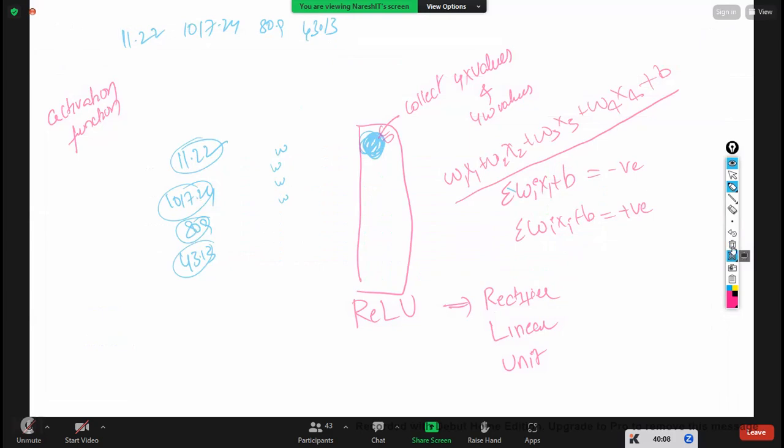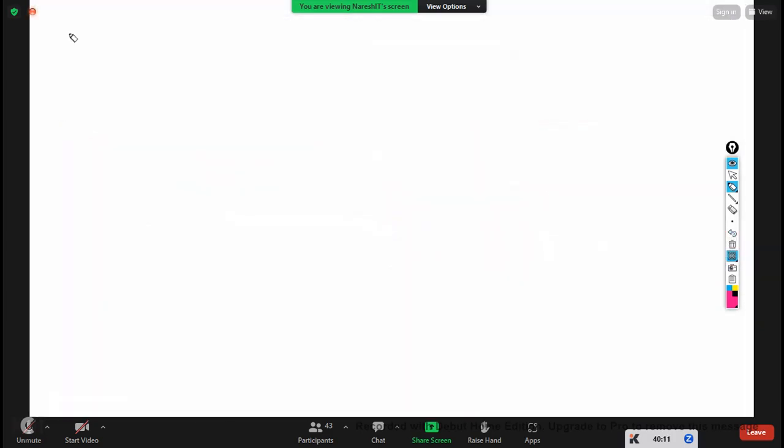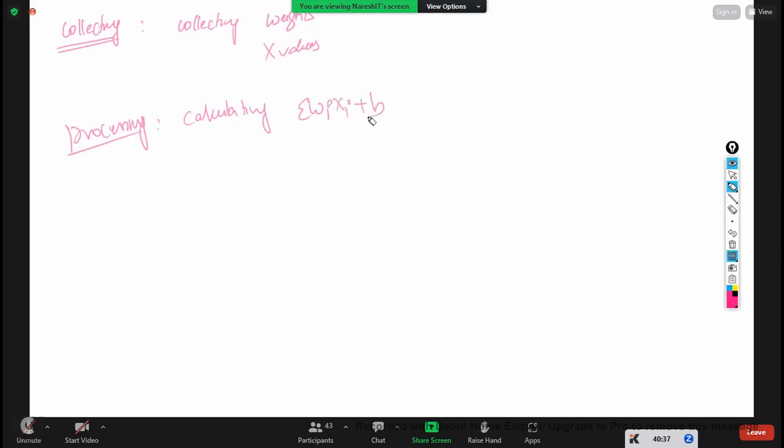Now here, once again. What is the meaning of collecting? Collecting weights and collecting X values. This is called collecting. What is meant by processing? Processing means calculating the sigma Wi xi plus B. This is called processing. Now finally, output. What is the output it is going to give? Based on the activation function, it gives the output.